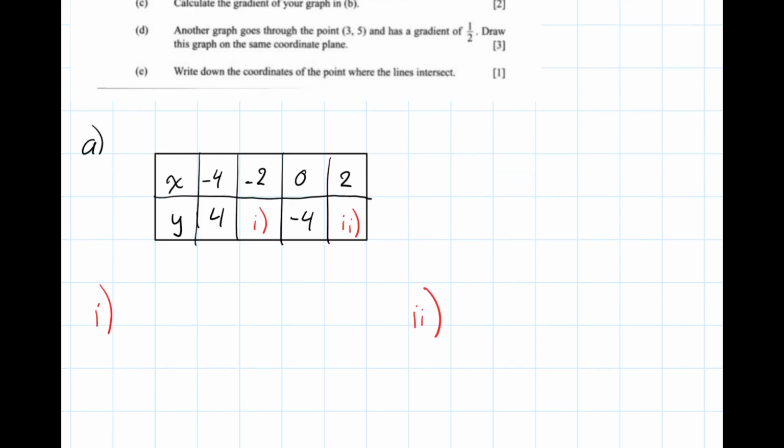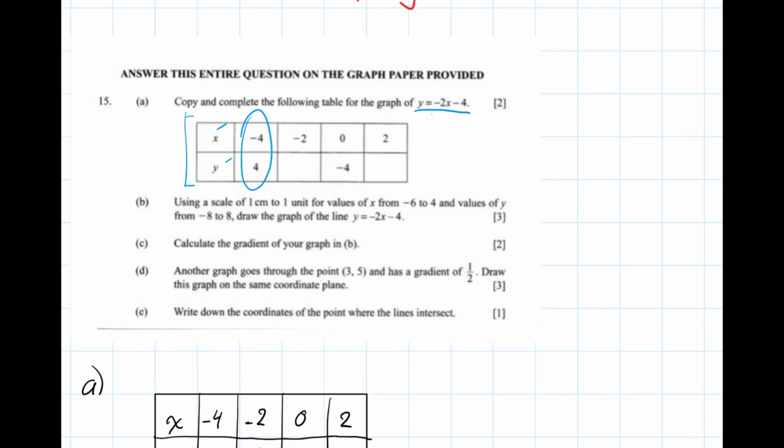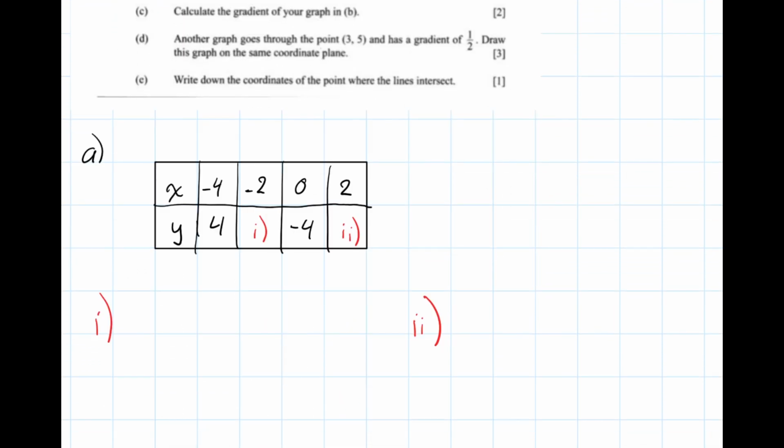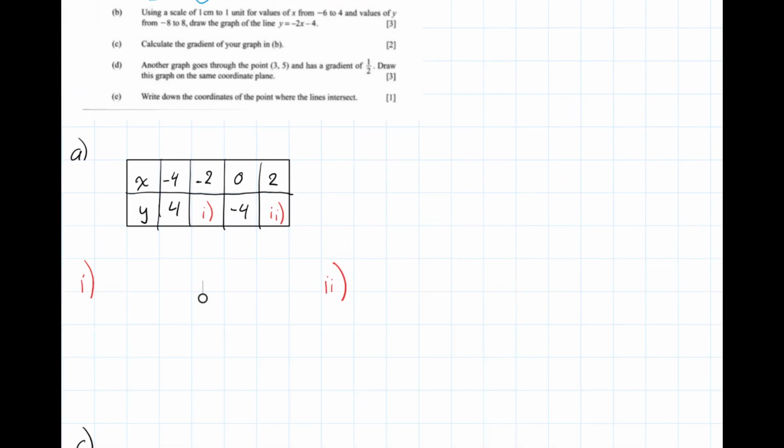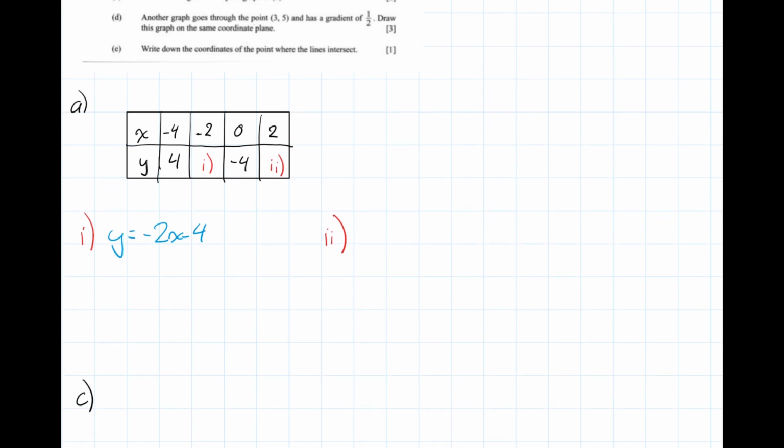So how do we do that? I'm just going to take the formula. So y is equal to negative 2x minus 4. And essentially what we do is we look at the x value in that specific column. So we look at this column, and all we have to do from there is just plug in the x value to where we see x in our equation.